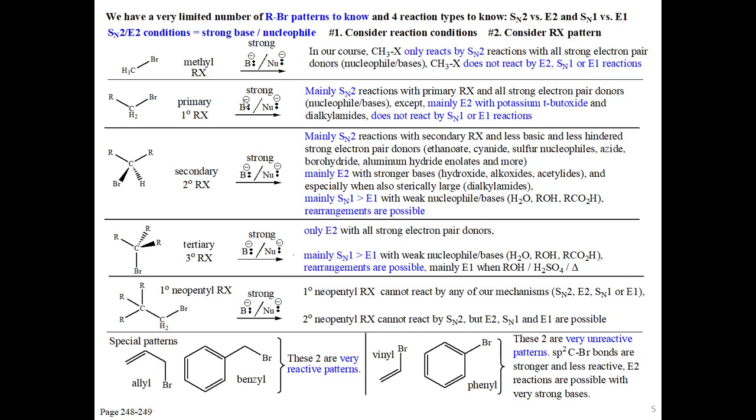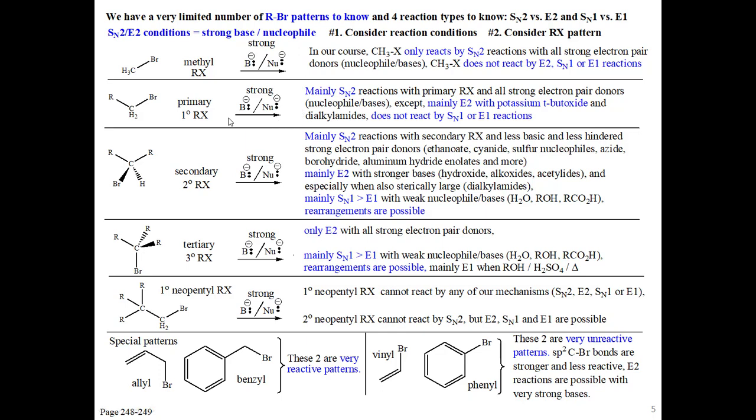If we look at all these conditions down the line, I have them all with the minus charge. So with the methyl in our course, the only reaction that will occur at a methyl is SN2 when we have a minus charge. That's it. No other reactions. It does not react by E2, SN1, or E1. E2 requires a second carbon to make a pi bond, and there's only one carbon. So this is pretty easy. It can only react if there's a minus, and it only does SN2.